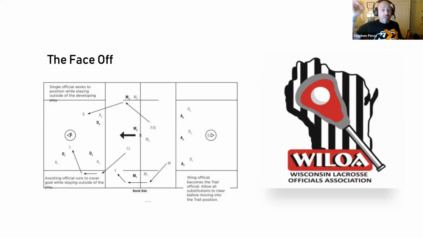I'm waiting for the bench side official to give me the field of the ready for play signal. And I'm also watching where the wing guys are. So before my partner moves, before the administrating official picks the position, I will let him know where the wing guys are so he doesn't get run over. Yeah, that's a good tip too. So don't get run over.